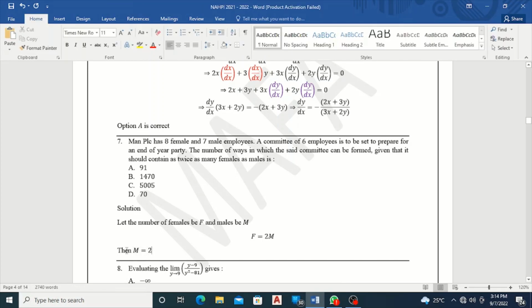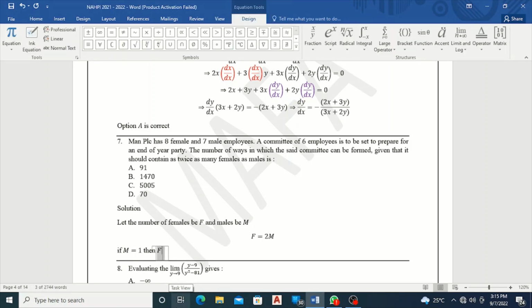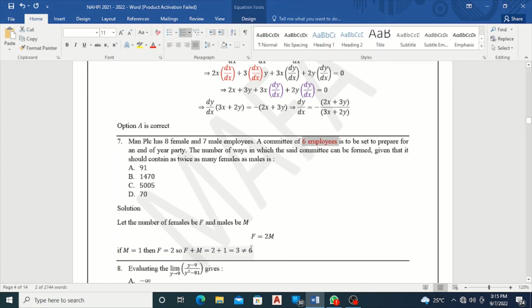So if the number of males is 2, because look at it very well, if m is equal to 1, we have the females will give us 2. So let's just analyze. If m equal to 1, then our f is equal to 2. So the number of females plus the number of males is equal to 2 plus 1, which is 3. But we need it to be different from 6, because we need a committee having 6 employees. Very important. So it means that the first case is not going to work.